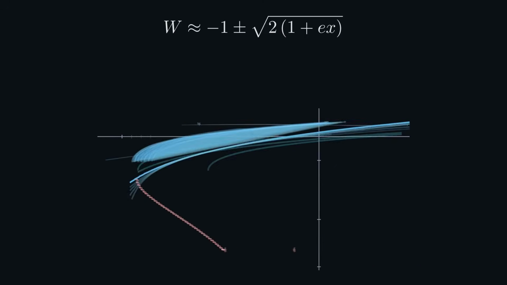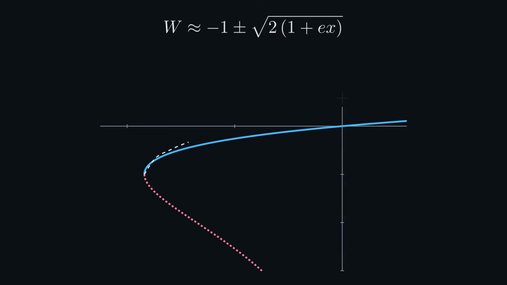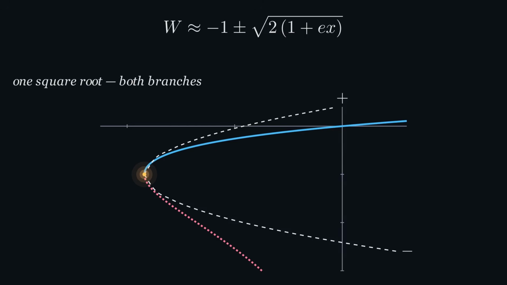And when you invert a parabola, you get a square root. So near the branch point, w is approximately -1 plus or minus the square root of 2 times the quantity 1 plus ex, a sideways parabola. The plus sign is the upper branch climbing out. The minus sign is the lower branch diving down. One formula, both branches, born from the plus or minus of a single square root. That is why the graph folds the way it does.